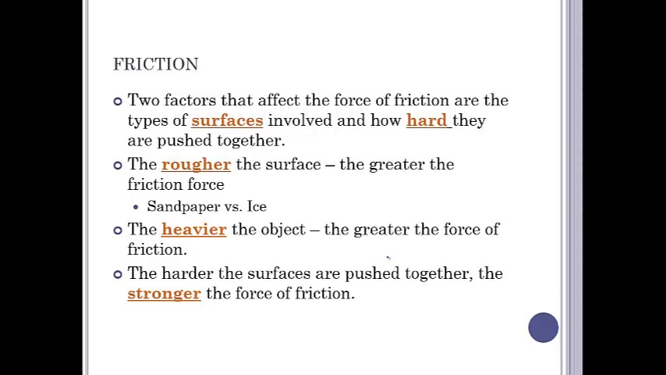The other thing is how hard they're pushed together, and that can depend on the heavier objects. So if you have a heavier object, that means that the force is going to be greater. Also, if you push surfaces really hard together, the stronger the force of friction will be.